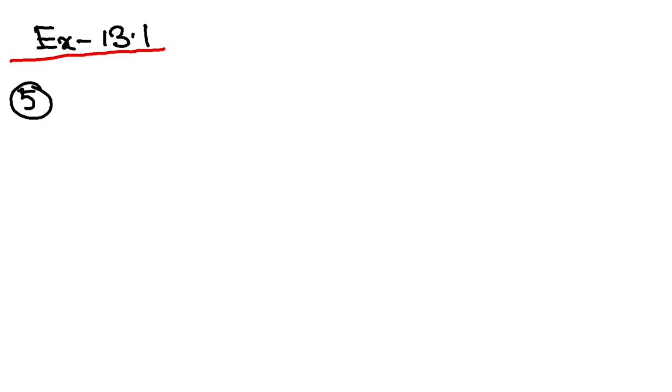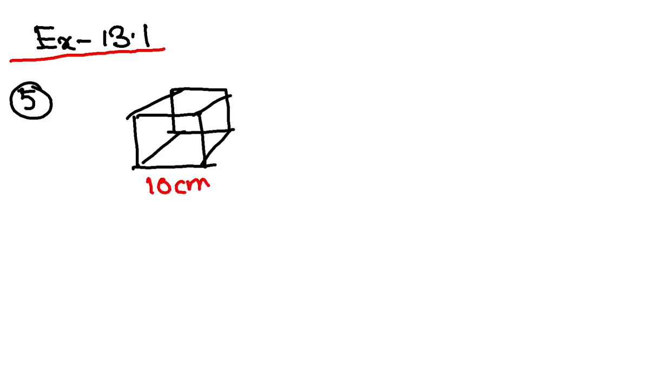So the cube has a side of 10 centimeter. So this is the cube, suppose, and the dimensions: length is 10, breadth is 10, height is also 10, because it's a cube, right? All sides are equal.